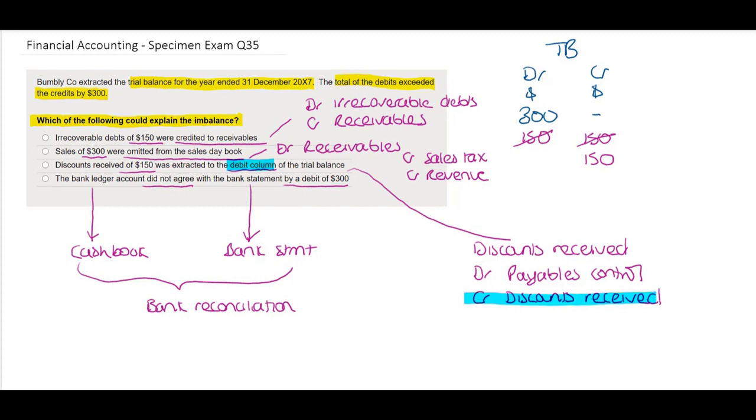Therefore, reviewing our options and deciding which of the following could explain the imbalance, the correct answer is the third option.